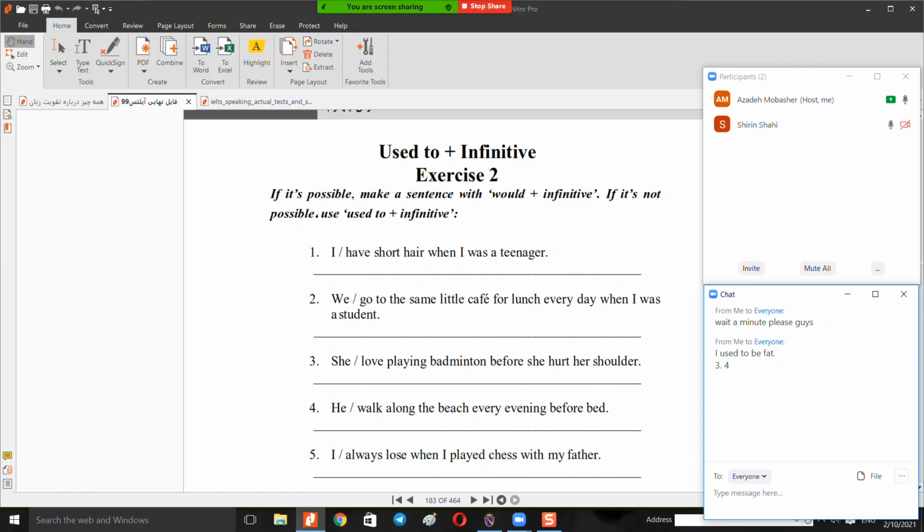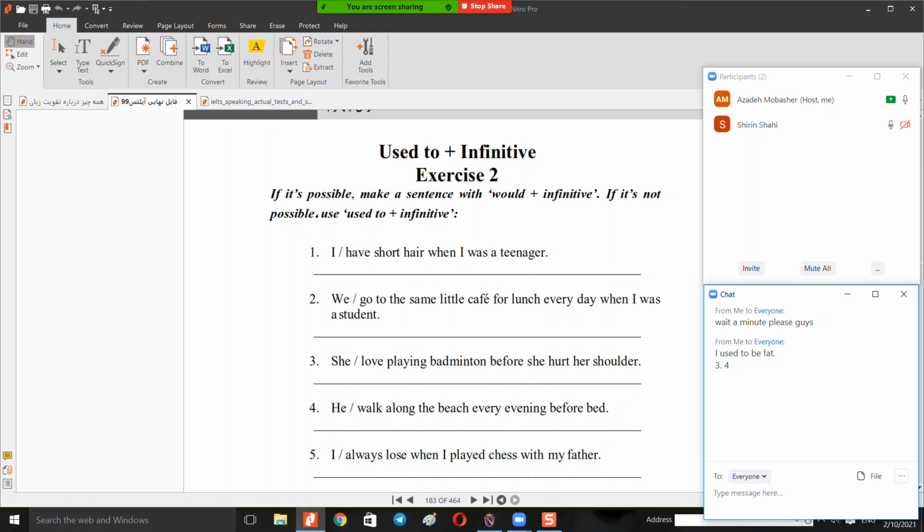And the next one, number 2. You wrote in answers, We would go to the same little cafe. Yes. But can we use we used to go? Yes, of course you can say it. We would go to the same little cafe. We used to go to the same little cafe. Both are correct. Also, we went to the same little cafe. All of them can be used.